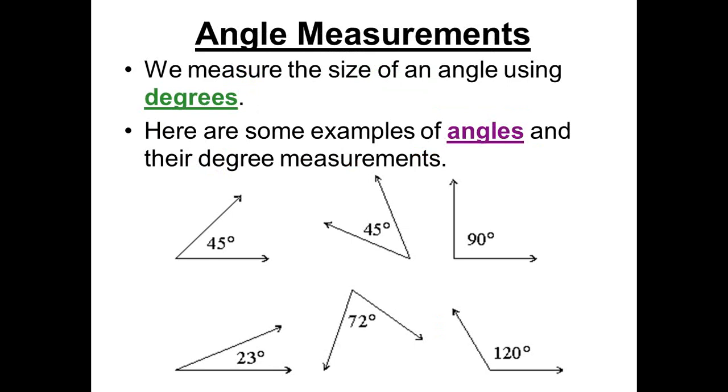Now, how can we measure the size of an angle? And why do we need to measure it? We will understand all together here. Here are some examples of angles and their degree measurements. This is 45 degrees. This is 45. This is 90, 23, 72, and 120. How can we do this?